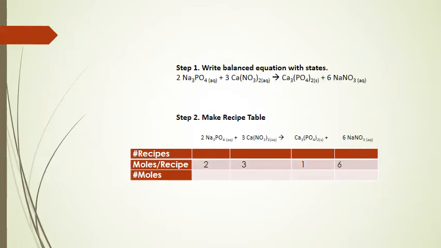So first of all, change the word equation to a balanced equation. At the particular states, the calcium phosphate will precipitate out. Set up your recipe table. Okay, so you got key things. You got state, you got moles per recipe.